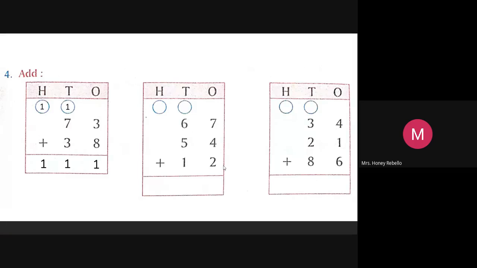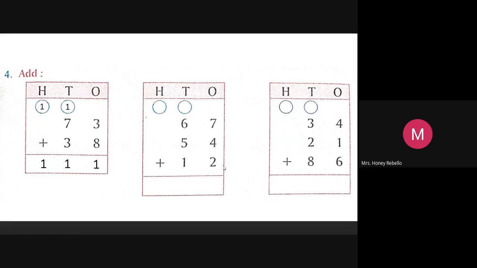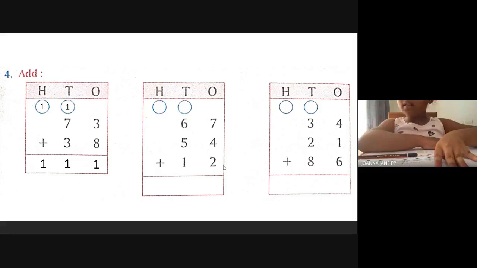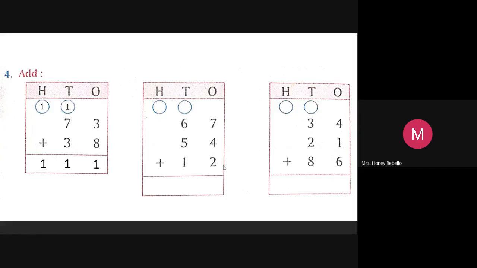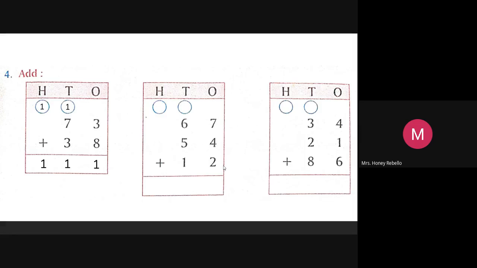Jane, keep 7 in your mind and 4 on your fingers. After 7, you count 4. 8, 9, 10, 11. Plus 2. After 11, count again 2. 12, 13. 13. 3 should be down, 1 should be up.